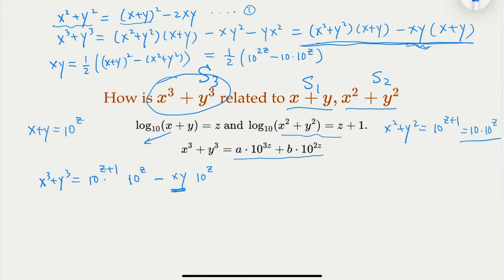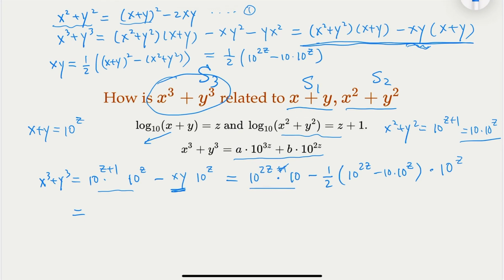So let's plug in here. The first term becomes 10 to the 2z plus 1. The plus 1 here can be written as times 10. Okay? Minus xy. xy is 1/2 of 10 to the 2z minus 10 times 10 to the z, and then times 10 to the z. So let's do some algebra here.